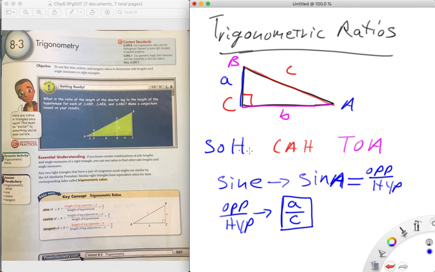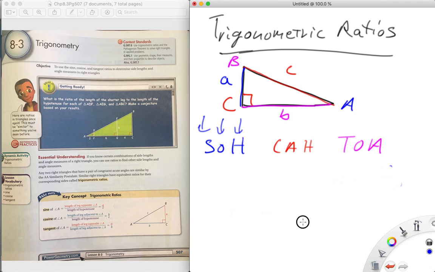And this is where the SO comes from in SOHCAHTOA. Sine is equal to opposite over hypotenuse. And that gives us my ratio. This is the ratio of the side that's opposite of A over the hypotenuse, which is opposite of C. Sine, so opposite over hypotenuse. Then we have the CA. Hopefully you're starting to see a pattern.